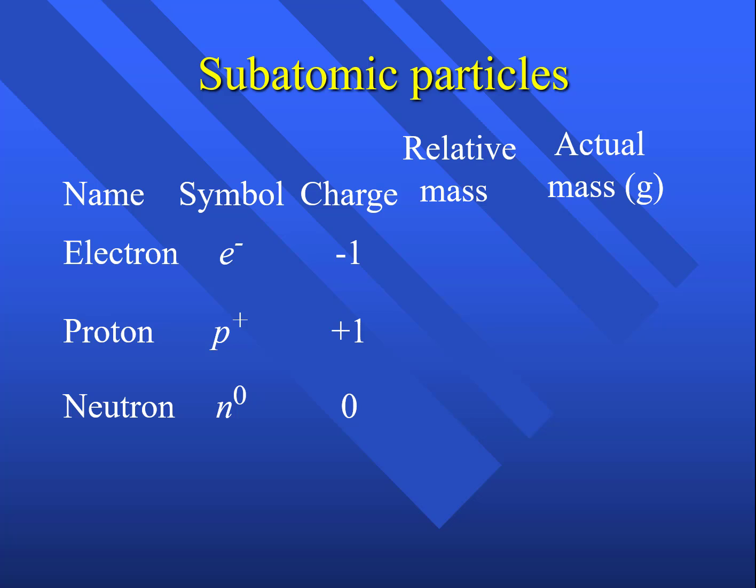Okay, relative mass. Relative means compared to each other. So if the proton weighed 1, then the electron would weigh 1/1840th, or about 1/2000th of that. How much would the neutron weigh? As far as we get, it's about 1.